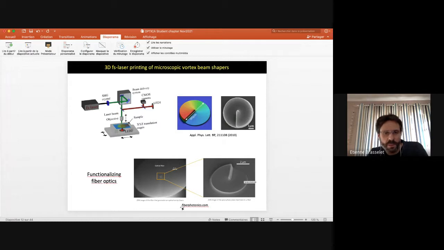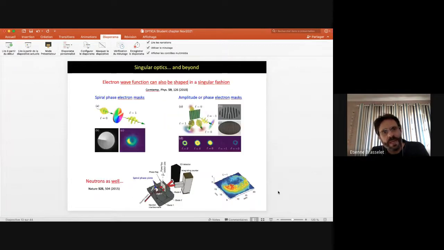These kinds of things are actually already starting to be developed at the scale of companies, as shown here in this example that I picked from the web. And of course, here I'm talking about singular optics and spiral phase plates, but the spiral phase plate is a very common object, as well as a singular grating that you can recognize here by the typical shape of the fork. And this can be used to shape any other kind of waves, not only electromagnetic waves, but also waves of electrons. For instance, the wave function of electrons can also be shaped to have phase singularities, because phase singularities are generic to all scalar waves, so to waves in general.